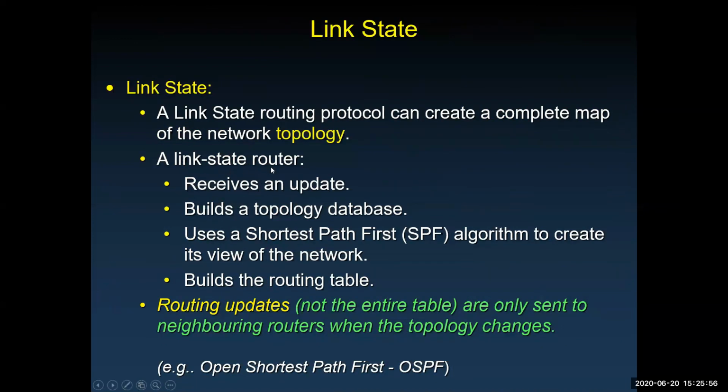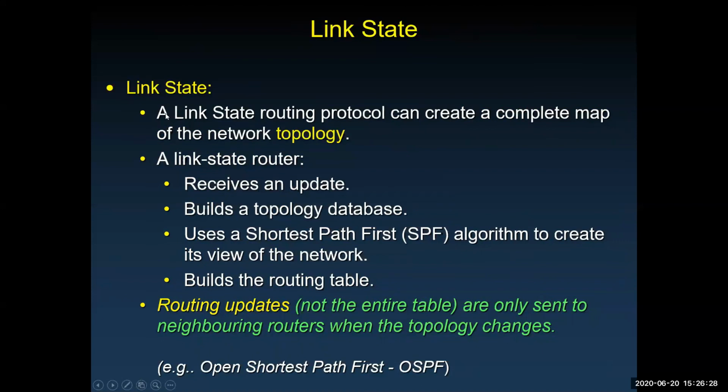A link state router normally receives updates from the neighbor. Coming from the neighbor, it will build a topology database. So, saan galing database? From the neighbor. Link state uses the shortest path first algorithm. I'm gonna discuss later na yung SPF to create its view of the network. So, anong algorithm kine-create ng link state? SPF. Shortest path first. Link state builds the routing table.